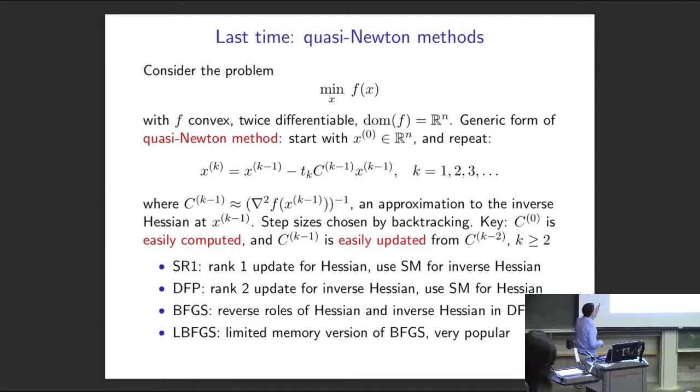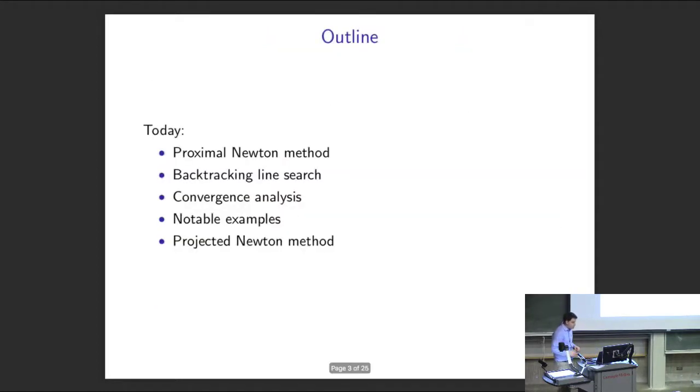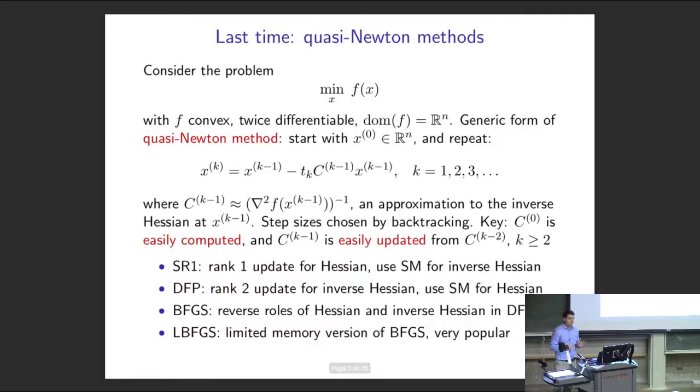So for example, SR1 did a rank 1 update for the Hessian. BFGS, which I actually introduced first, did a rank 2 update of the Hessian. DFP is a rank 2 update of the inverse Hessian. And then LBFGS was a limited memory version of BFGS. So today, though, we're going to talk about proximal Newton methods. And first of all, are there any questions from last time? I can actually ask that because I taught it last time too.